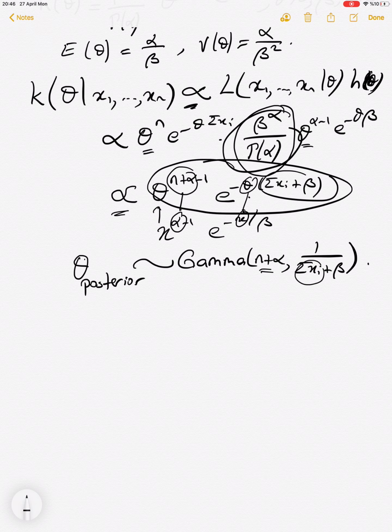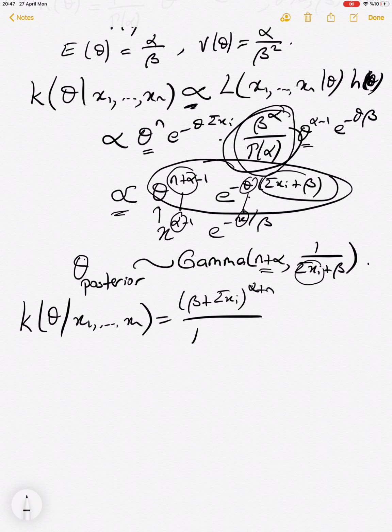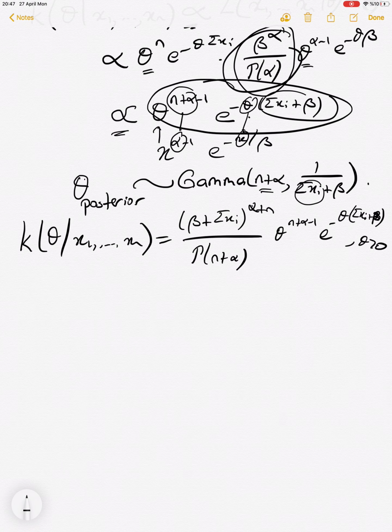So from here, if you want, you can write the PDF given x1 to xn, which is beta to the n plus alpha over gamma of n plus alpha, times theta to the n plus alpha minus 1, times e to the minus theta times summation xi plus beta. Our theta is positive and beta is positive.